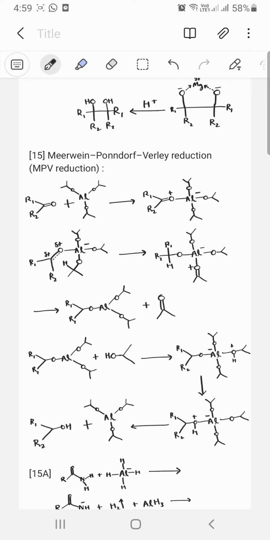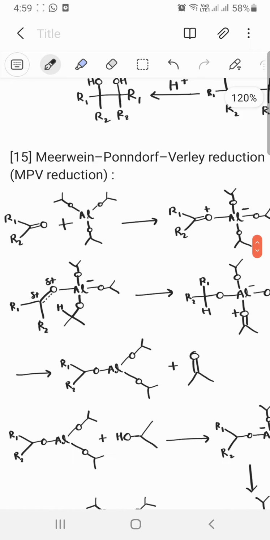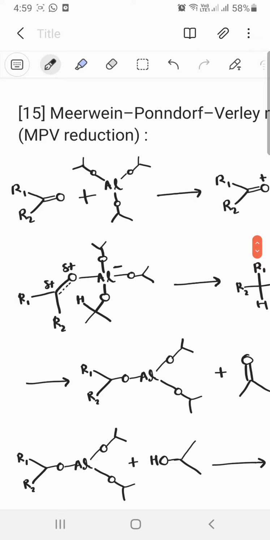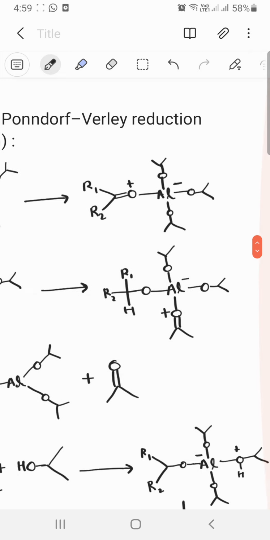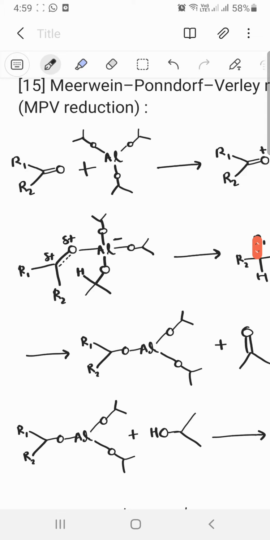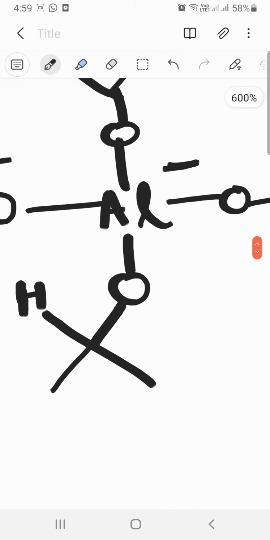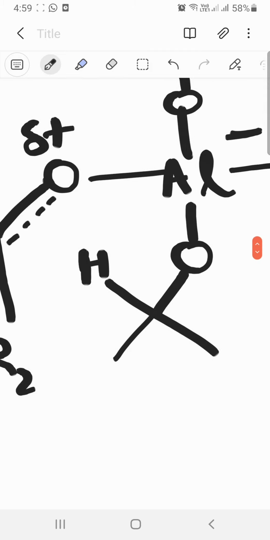Next question. Meerwein-Ponndorf-Verley reduction, MPV reduction. Yes, this is important. So first you take the carbonyl and Al with three of that compound. After that, you do the usual thing. There's a hydrogen on the carbon. This is kind of weird because the hydrogen is not directly attached to aluminium, and yet the hydrogen does get removed, which looks weird to say the least. So cool, that hydrogen will get removed.